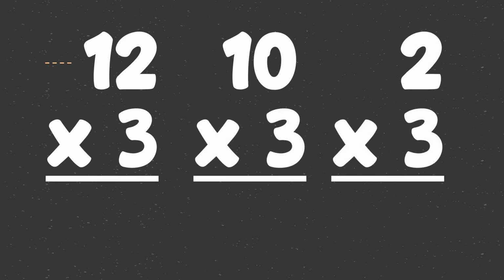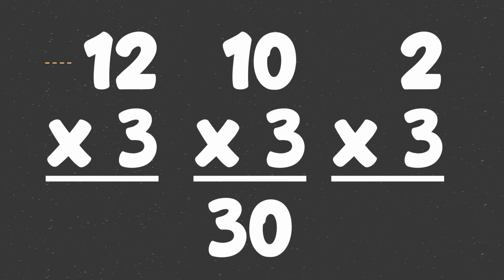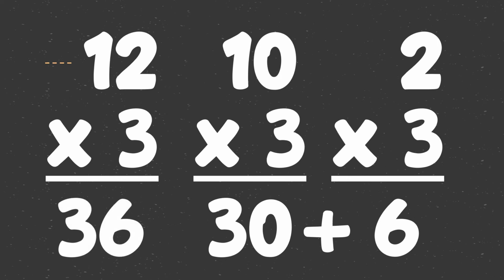Dahil ang topic natin ay multiplying mentally, gagawin lang natin ito sa ating isip. 12 times 3. Una, i-expand muna natin yung 12, 10 and 2. Then, pares natin i-multiply kay 3. 10 times 3. Very good! 30. 2 times 3 naman. 6. Then, i-add natin ang nakuha nating products. 30 plus 6. Very good! 36.